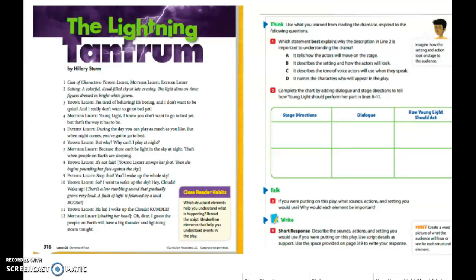This week we are working on the different structural elements of a drama or a play. And when we read a drama or a play, we look at the structural elements like the dialogue, what the characters are saying. We look at the stage direction, what it tells the actors to say and do. The setting, where and when the story takes place. The cast of characters, who is in the story, and much more.